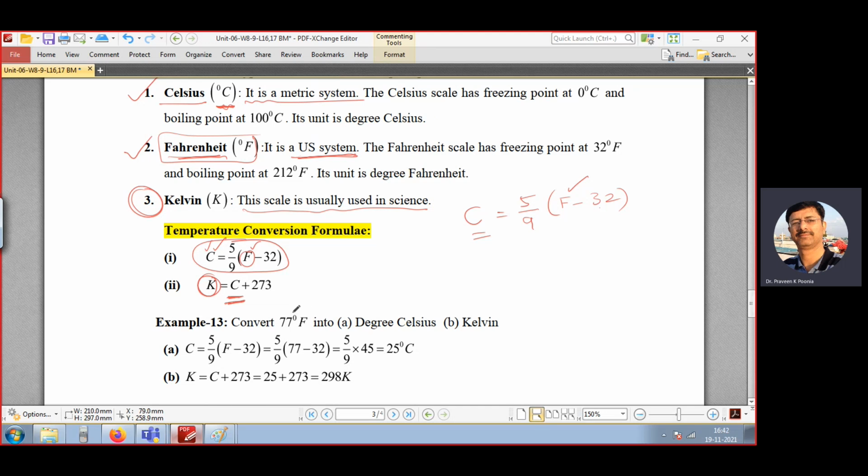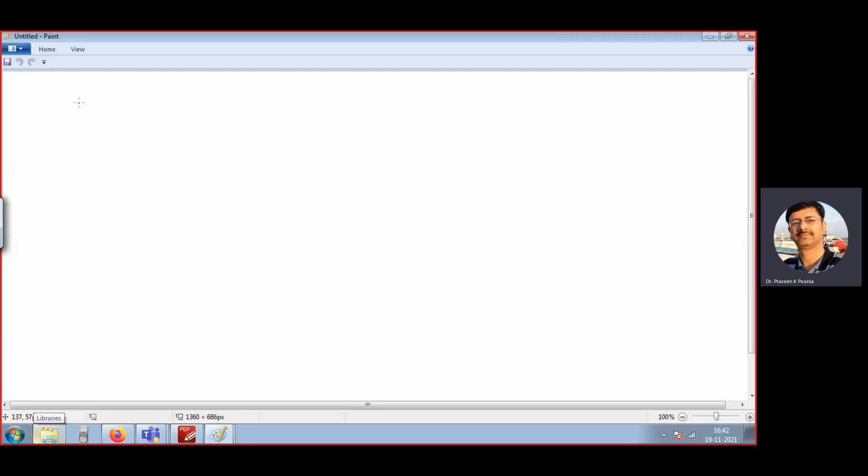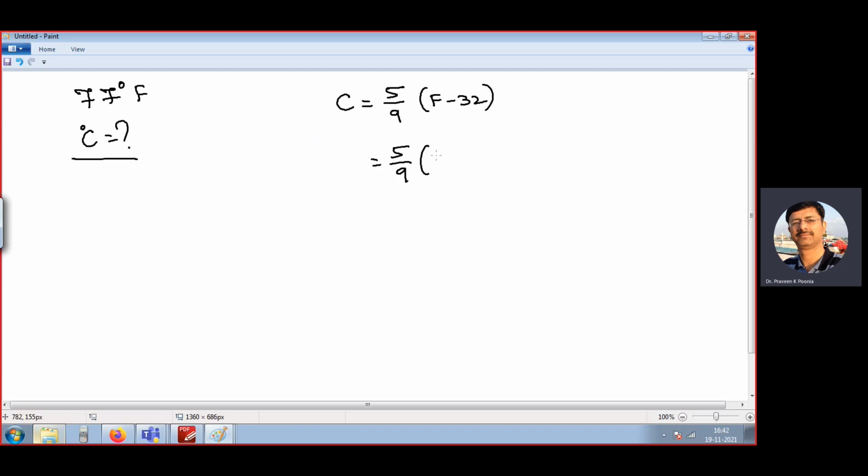Now what is the question? Convert 77 degrees Fahrenheit into degrees Celsius and Kelvin. Temperature is given as 77 degrees Fahrenheit, and we need to change it into degrees centigrade. So what is the formula? C equals 5 divided by 9 (F minus 32). What is the value of F? 77 minus 32, times 5 divided by 9.